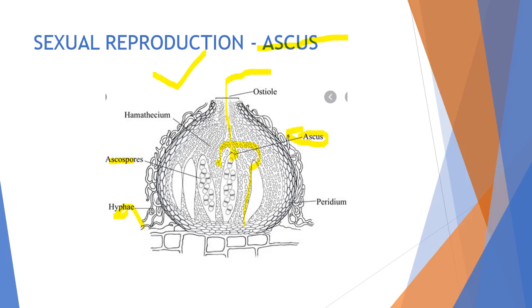And the opening of this ascus is called the ostiole. So this is the structure of the ascus through which the ascospores have been liberated and a new mycelium has been produced here.